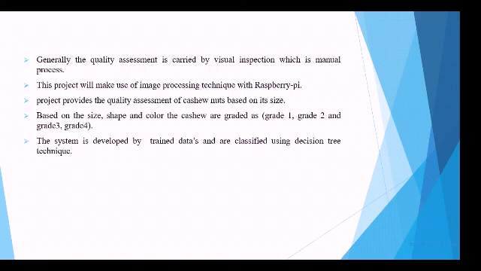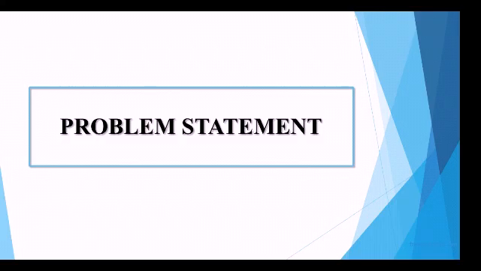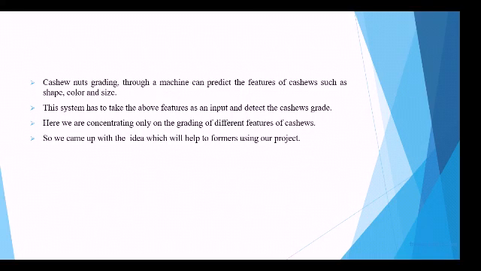The project provides quality assessment of cashew nuts based on their size, shape, color, and grades. Based on size, shape, and color, cashew nuts are graded as grade 1, grade 2, grade 3, and grade 4. The system is developed with trained data sets and classified using decision tree techniques with a Naive Bayes classifier as the algorithm. The problem statement of the project is that cashew nut grading through machines can predict the features of cashews such as shape, color, size, and diameter.